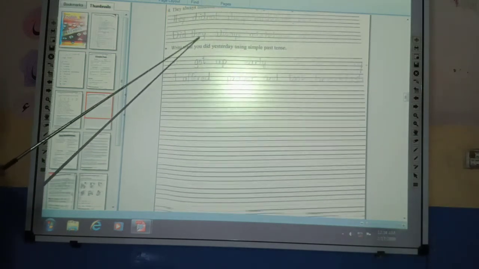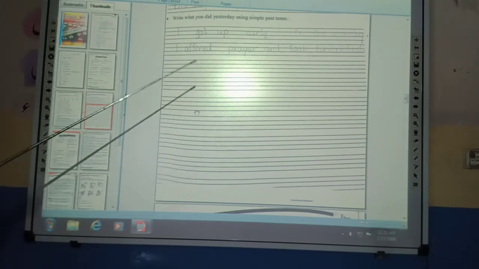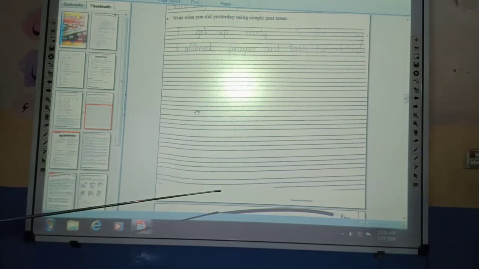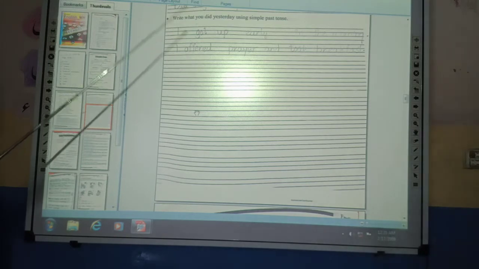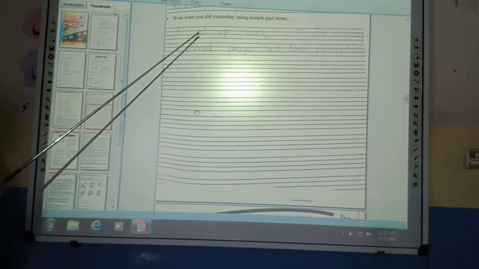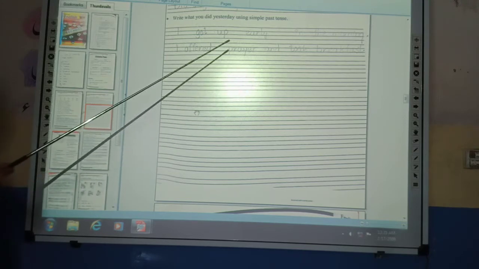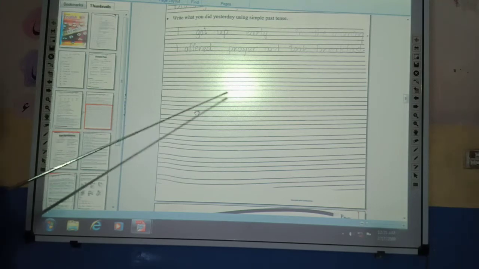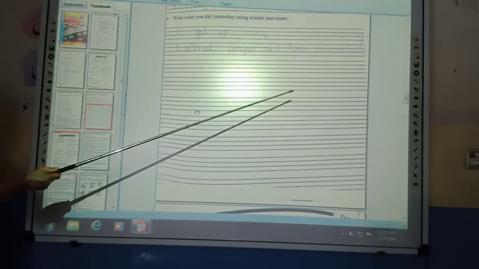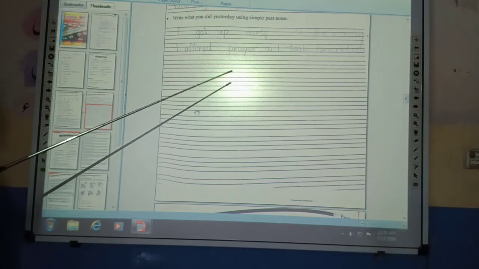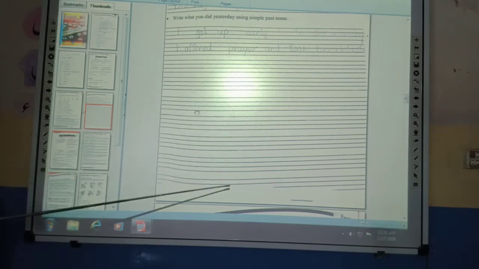The next question is: write what you did yesterday using simple past tense. So students, you have to write here what you did by using simple past tense. What did you do yesterday? You can write here in this way, like: I got up early in the morning, I offered prayer and took breakfast. You have to use second form of verb. Then you can complete this paragraph. After taking my breakfast, I did my school task, then I played for some time, and I offered my prayer. So you can complete this.